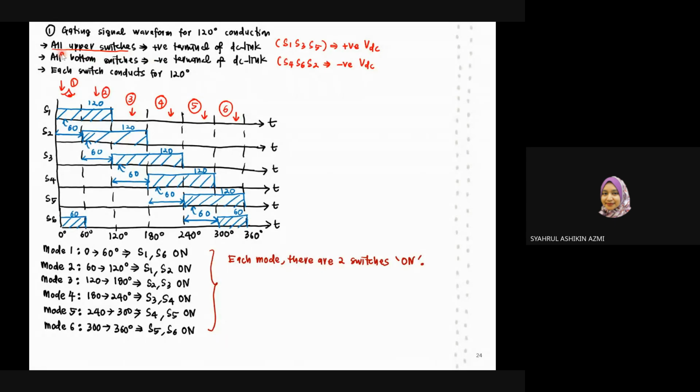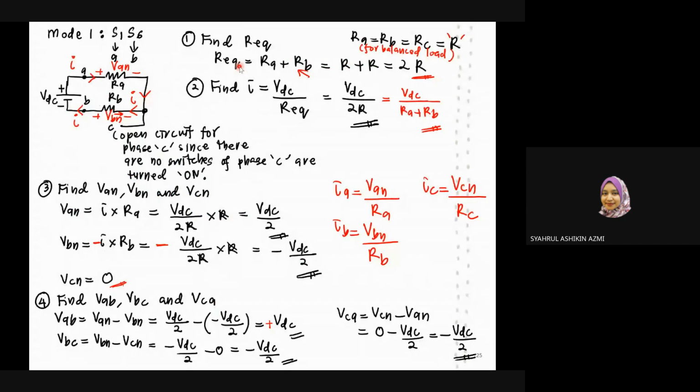Before that, the connection: all the upper switches will be connected to the positive terminal of your DC link voltage, which is the odd numbers, S1, S3, S5. All bottom switches, which is the even numbers, will be connected to the negative terminal of your DC link voltage. So we'll start with mode number 1. Mode number 1, we have S1 and S6.